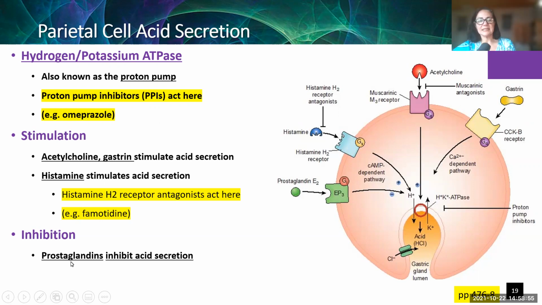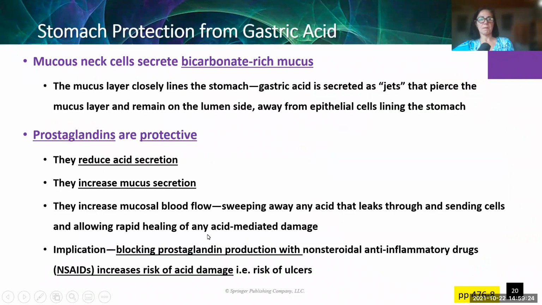We'll have to come back to this, but prostaglandins, which we've also talked about before, inhibit acid secretion. So here's a prostaglandin, there's a receptor for it, and you can't see this very well, but there's a negative sign here. It basically says, don't make a lot of acid. So prostaglandins work against making acid. They are protective of the stomach, and we'll get back to that.